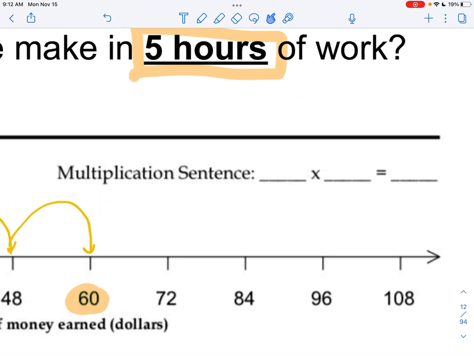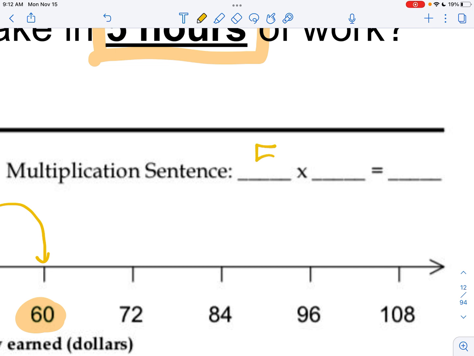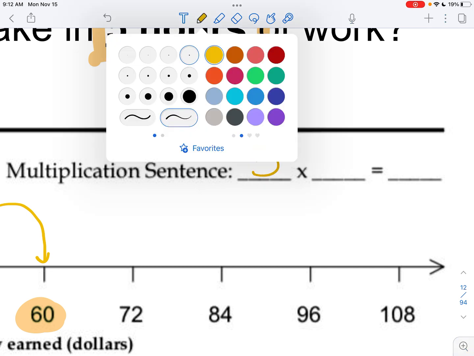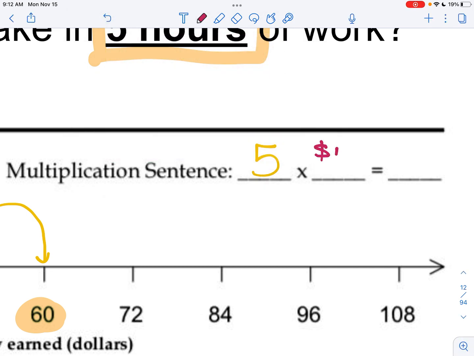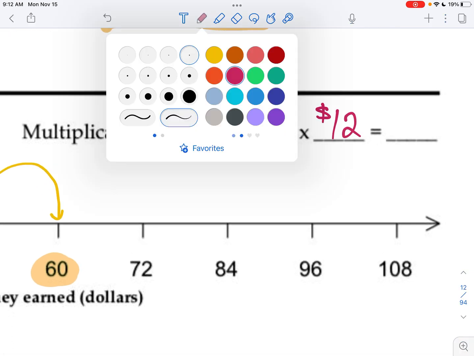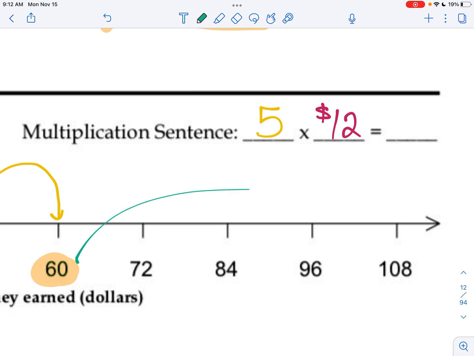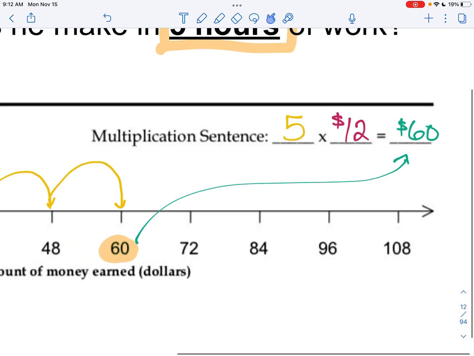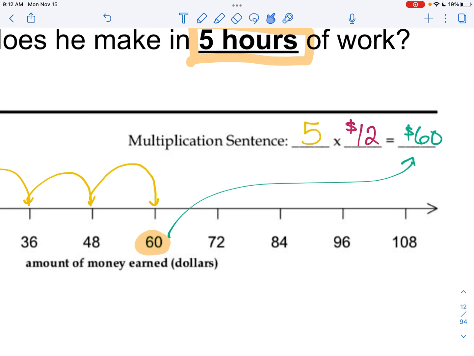Faisal made 5 jumps, so that number goes in front. Faisal made 5 jumps, and each jump was worth $12. At the end of jumping, Faisal made $60. So our times problem is 5 times $12 equals $60.